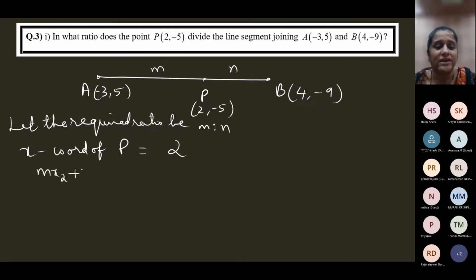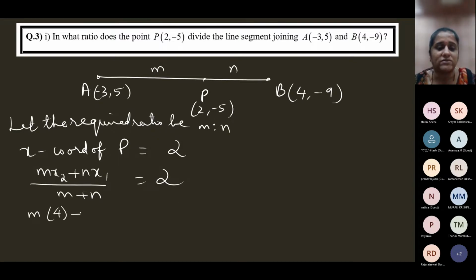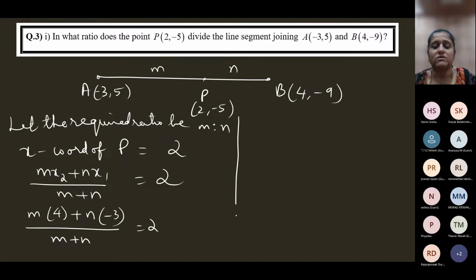Mx2 plus nx1 by m plus n will give you the x coordinate of P, which is 2. Now m we do not know, x2 is 4, n we don't know, x1 is -3. So (4m minus 3n) by (m plus n) is equal to 2. Please continue below, children. I don't have place, so I'm working it here.